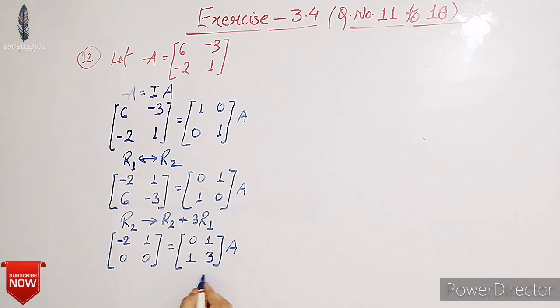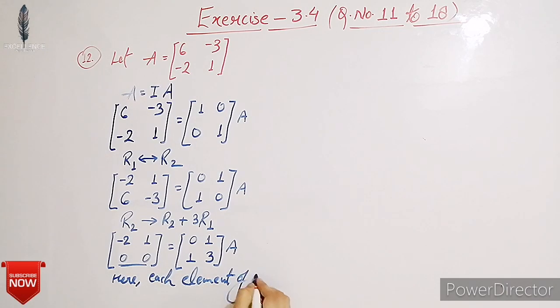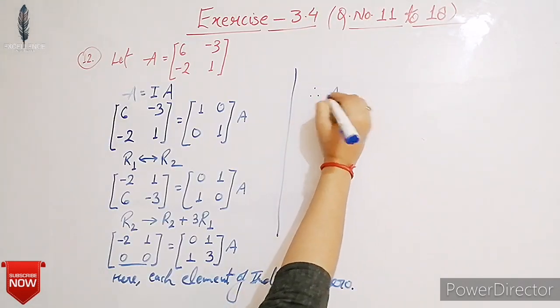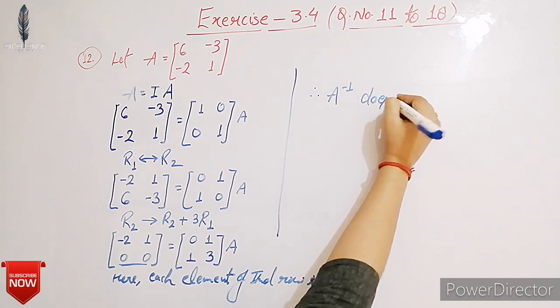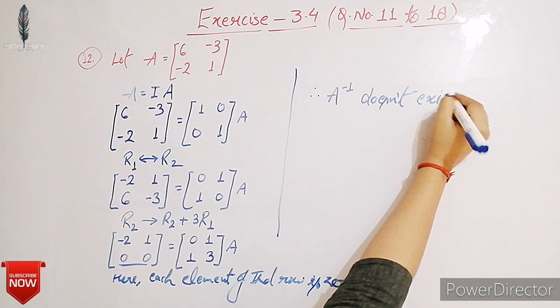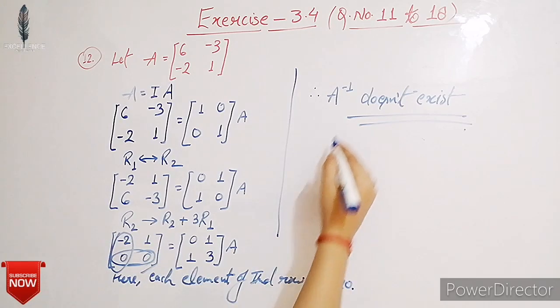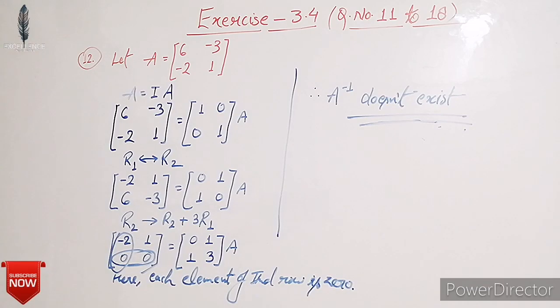See clearly, here each element of the second row in the LHS is 0. So the inverse doesn't exist because it is not possible to convert it into the identity matrix. So we can write A inverse doesn't exist in this case. If we have all column elements or row elements 0, then the inverse doesn't exist. Clear? So let's see the next question.